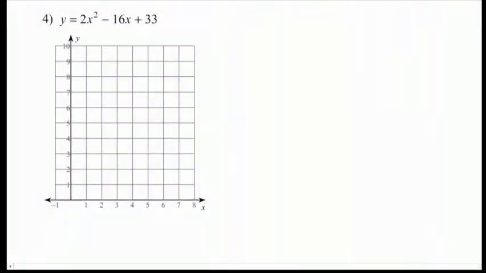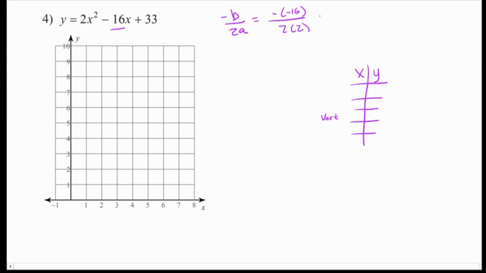Here we're asked to graph this quadratic that is in standard form, and so I'm going to try and get 5 reference points to guide my graph, starting with the vertex. To do that, I'm going to use the axis of symmetry, negative b over 2a, part of our quadratic formula. I'm going to plug in some values here, so negative 16 is my b value, and 2 is my a value.